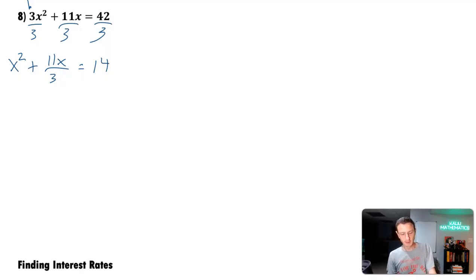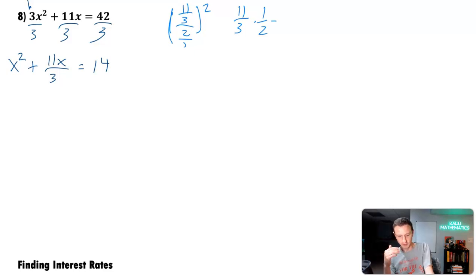Let's complete the square. So I want to take the b term of 11 over 3 and divide that by 2 and square it. Fractions you got to be careful with. So this is 11 over 3 over 2 over 1. So 11 over 3 times 1 over 2 technically. So that's 11 over 6 because if I'm doing 11 over 3 divided by 2, that's 11 over 3 divided by 2 over 1, which is multiplying by 1/2. So it's 11 over 6 squared, which is 121 over 36.